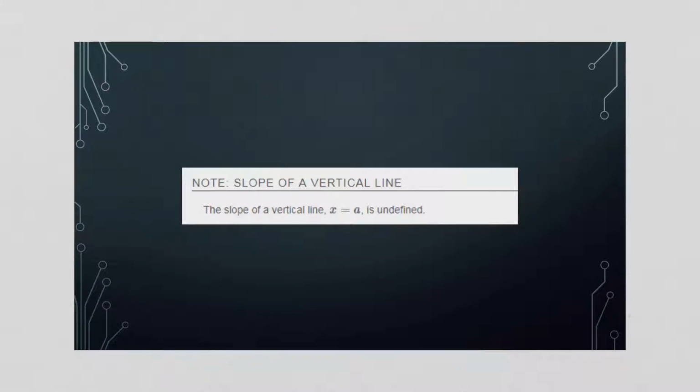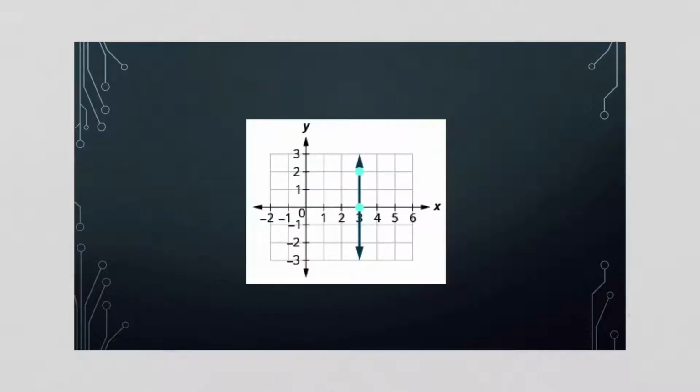Alright, and this is reminding you that the slope of a vertical line is undefined. Think about your car falling off the cliff. That car is now undefined. Alright, this vertical line has an equation of x equals 3. It can only have an x in the equation because it only crosses the x-axis. The slope of this line, though, is undefined.